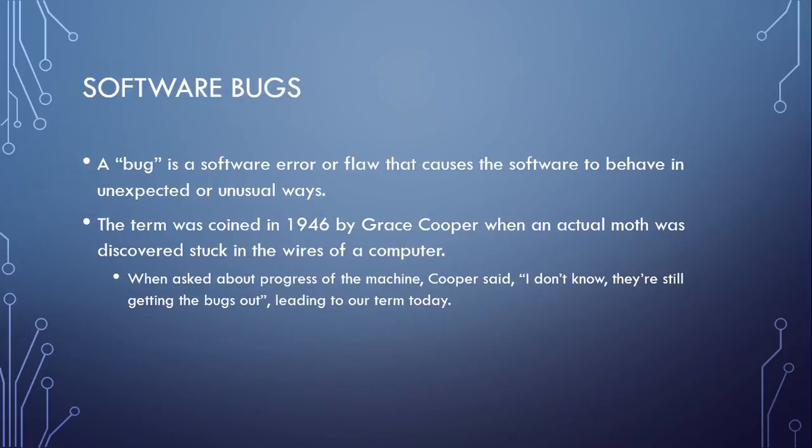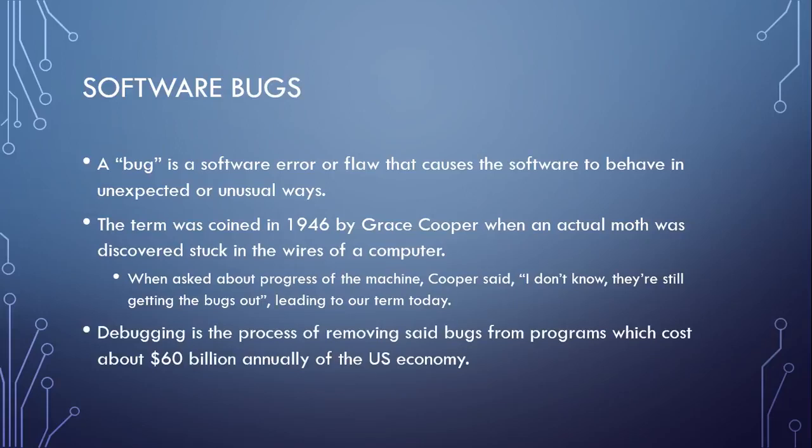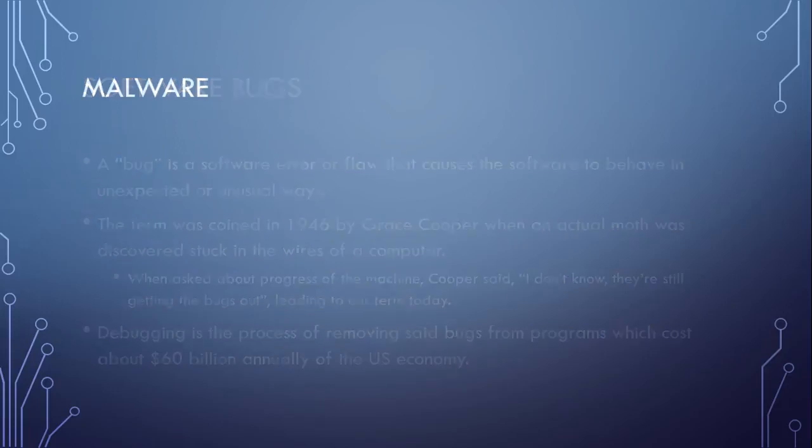All right, now, a bug is, of course, usually some kind of error, as I mentioned, and a lot of times these bugs, outside of causing the software to crash, can also lead to exploits that can be used by malicious attackers. Now, debugging is the process of removing said bugs from programs, which costs at least $60 billion annually of the U.S. economy. So there's quite a bit of money going out to fix all these errors.